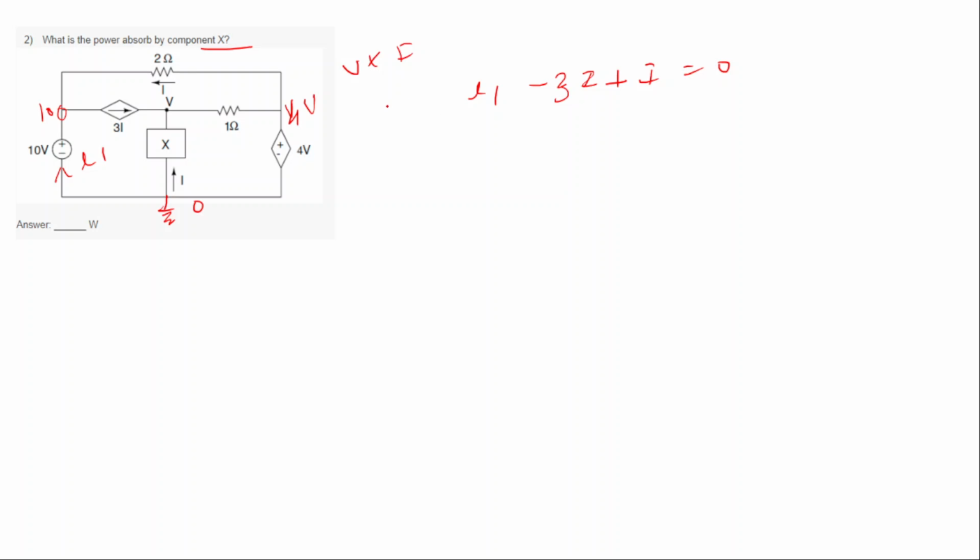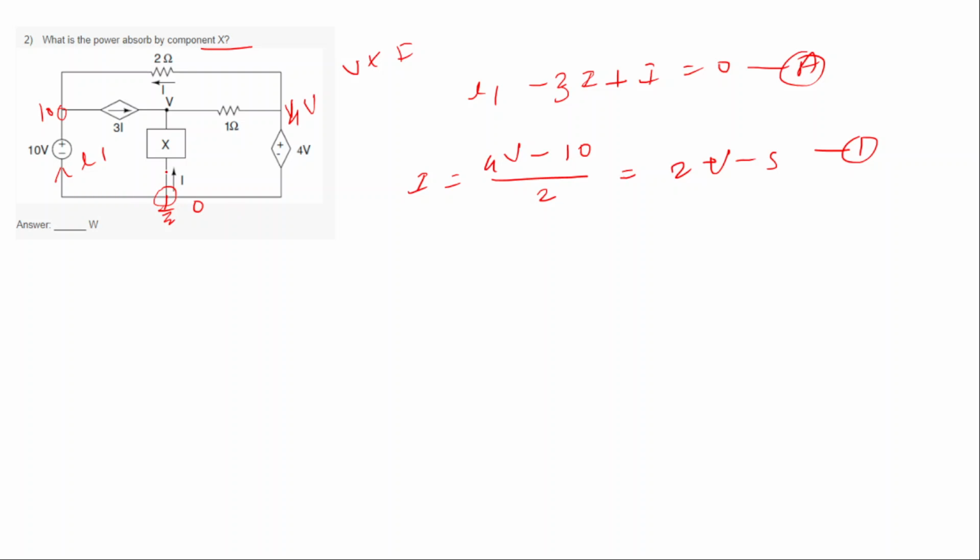And how much is the value of I? The voltage at this terminal minus this terminal, divided by 2 ohm, will be I. So I will be equal to (4V minus 10) by 2, so it will be equal to 2V minus 5. Okay, so this is our one equation, let's say equation A. Now let's apply the node voltage at this node.